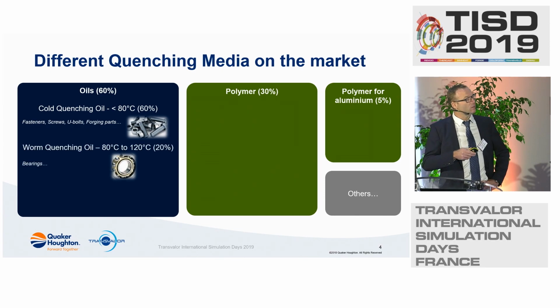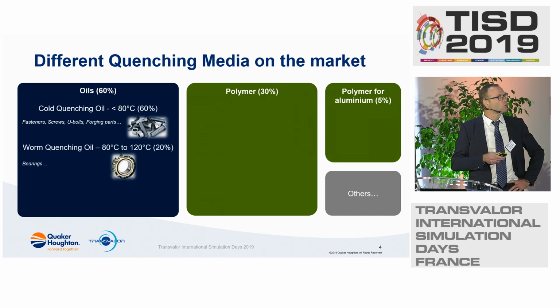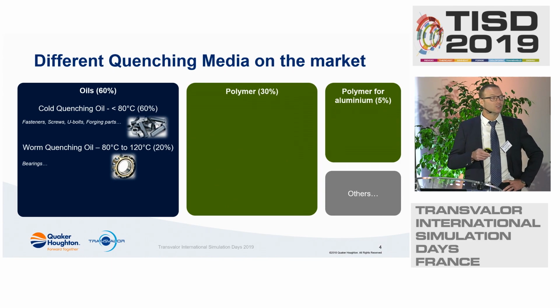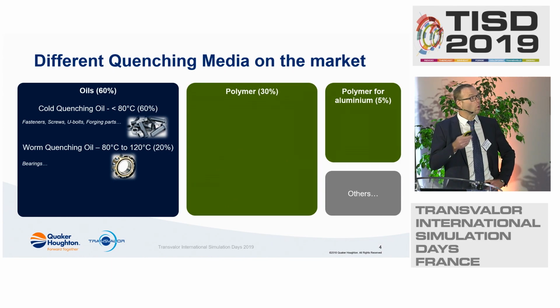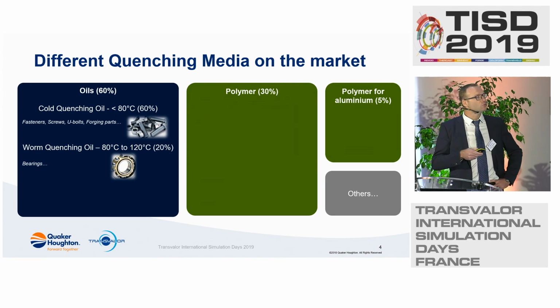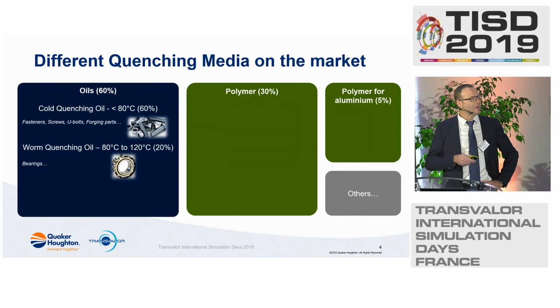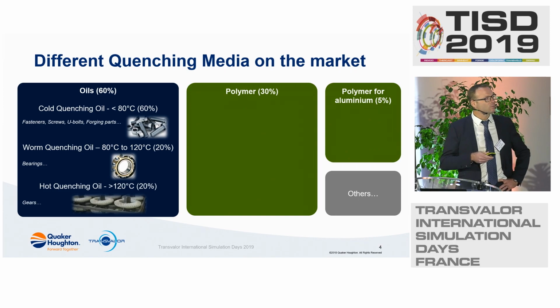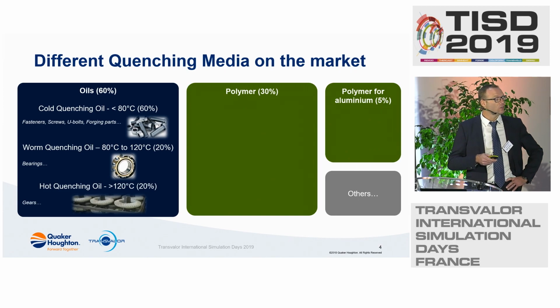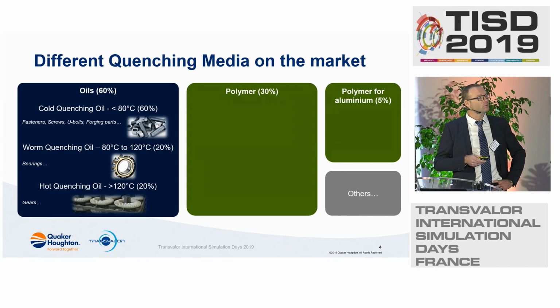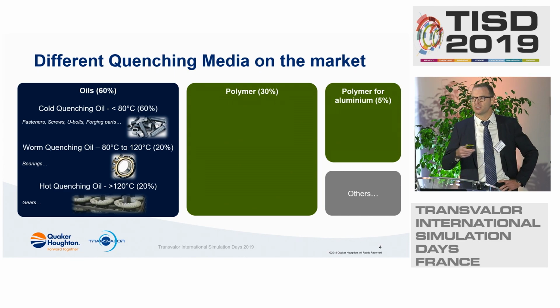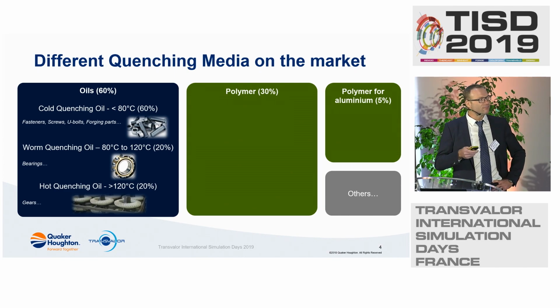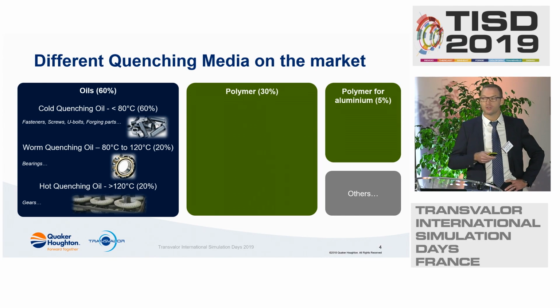We have then a second part, which is called warm quenching oil, used between 80 and 120 degrees. It's something like 20% of the market for oils. It's very often used for bearings, parts which have a risk of distortions. And the last one is hot quenching oil, used at more than 100 degrees, until 180 degrees sometimes. It's mainly for gears when the risk of distortion is very high.